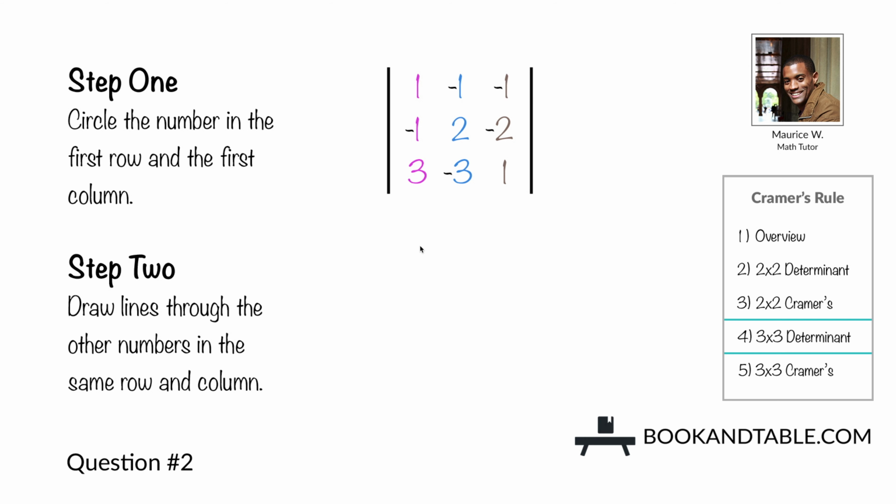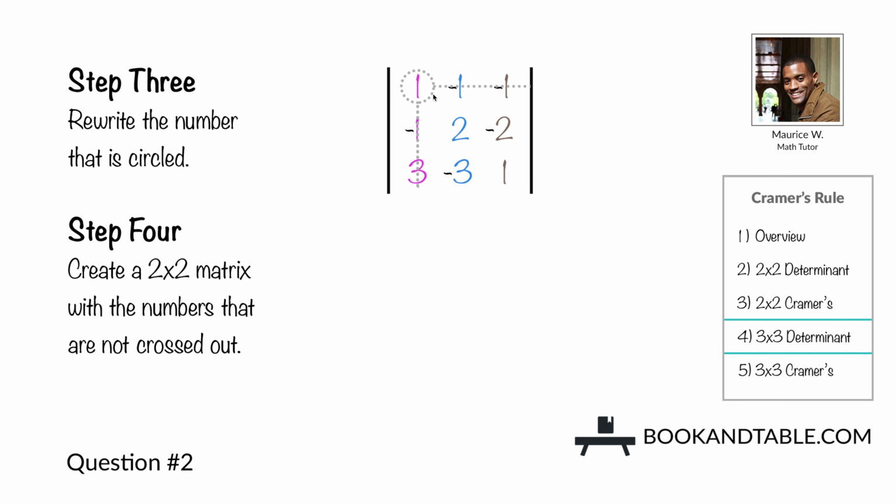Step 1, circle the number in the first row in the first column. So that would be this one here. And step 2, draw lines through the other numbers in the same row and column. Step 3, rewrite the number that is circled. So that would be positive 1. In step 4, create a 2 by 2 matrix with the numbers that are not crossed out. So that would be these 4 numbers here. And that gives us our first 2 by 2.